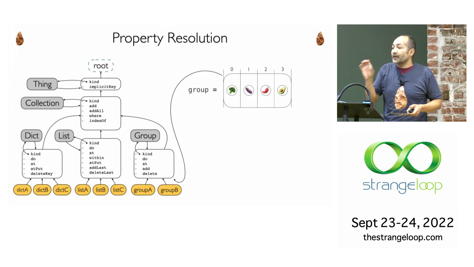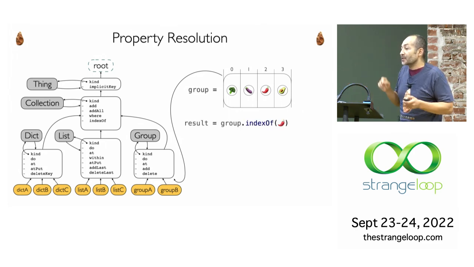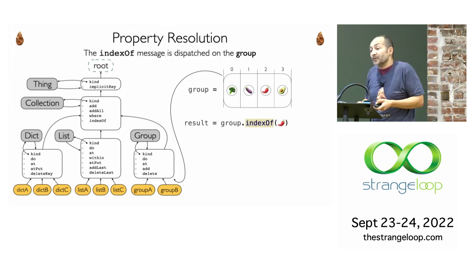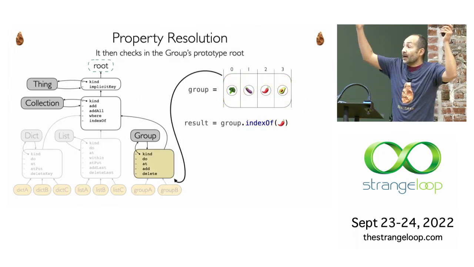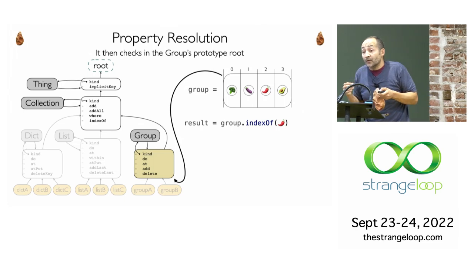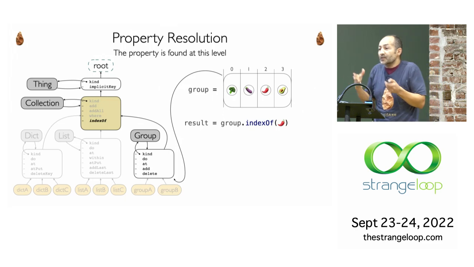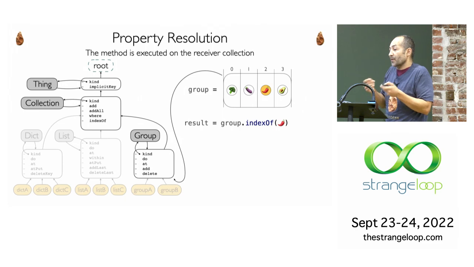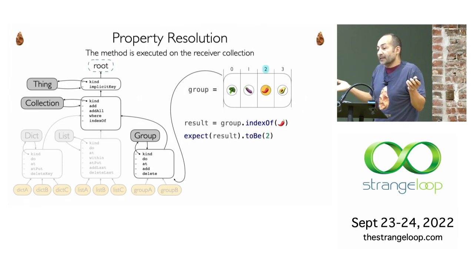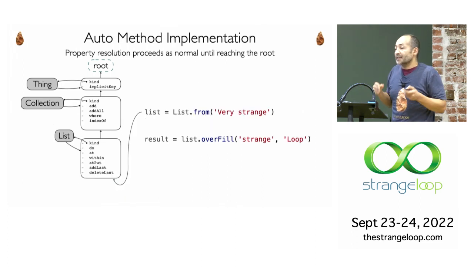So let's say I have a group and I want to call indexOf on it. This is the way it's going to work. The group says, I want to call indexOf. First thing I'm going to do is look inside myself. Do I have this property? No, I don't. Let me look at my prototype. Do I have it? No. Go up to collection. Do I have it? Yes, I do. Fantastic, there's the implementation. I will grab the implementation and execute it on myself. I'm getting the value, and I get 2. How beautiful is that? That's how it works. It works its way up the tree. Now let's do another example.